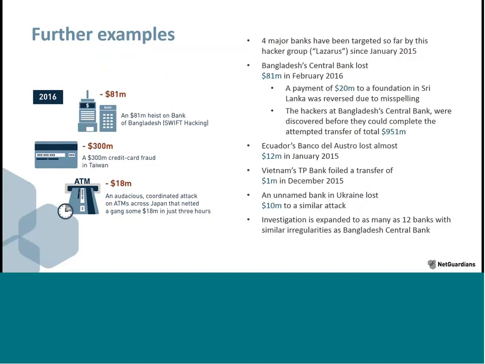The common example highlighted last year, as well as this year, was the Bangladesh heist, where they lost $81 million. We had huge credit card fraud of 300 million, ATM fraud in Japan, $18 million in just under 3 hours. They had actually gotten away with that much money. So this is something that is really existing.